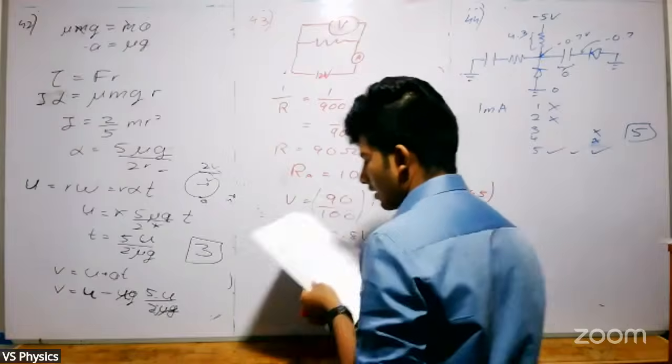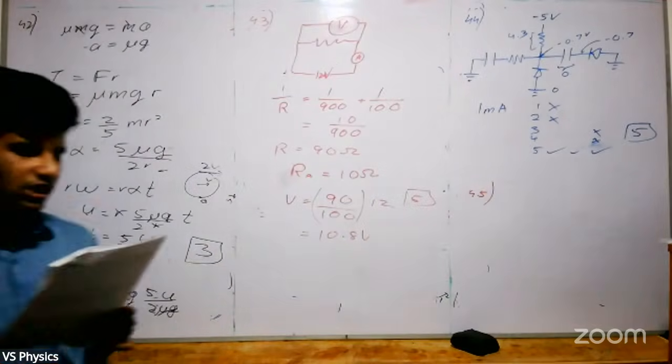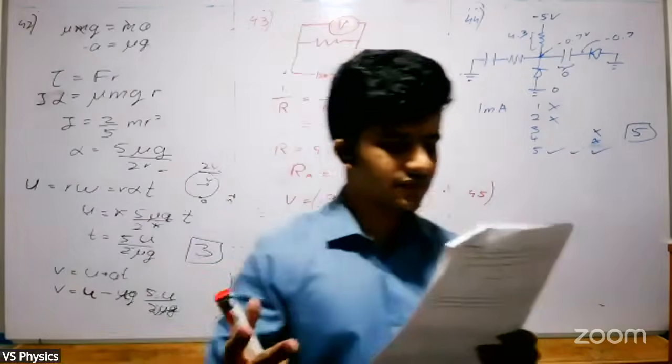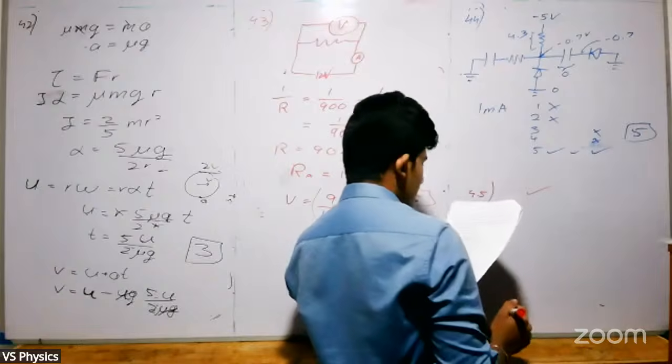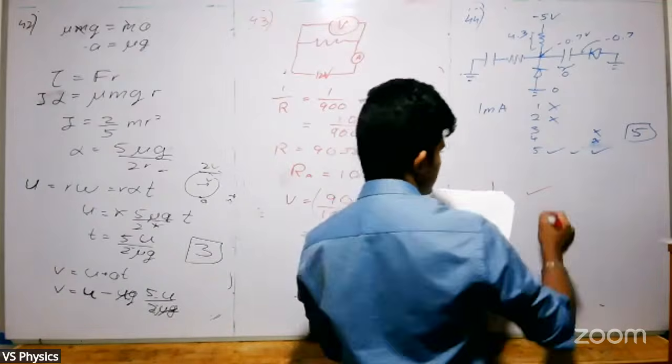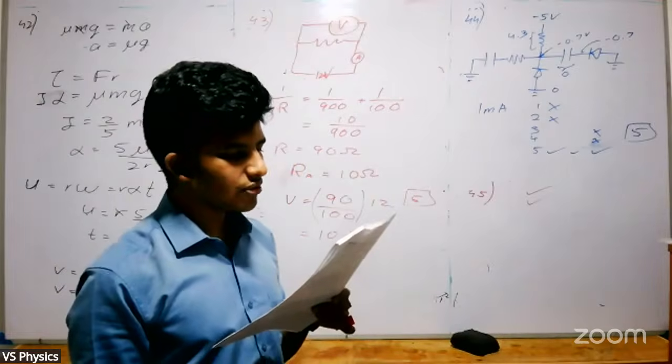45. Liquid C has the highest melting point. Yes, why? Melting point of A is 20, B is 50, C is 60. Correct? Liquid B has the highest boiling point. Yes, 150 Celsius. Liquid C has the highest latent heat of fusion.